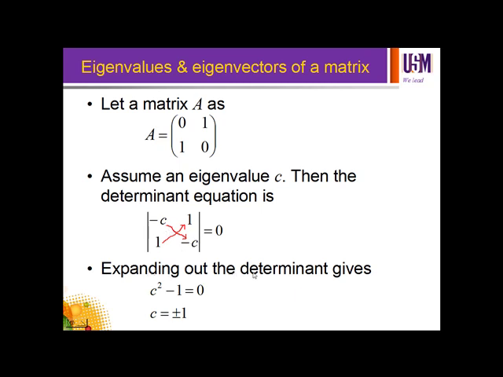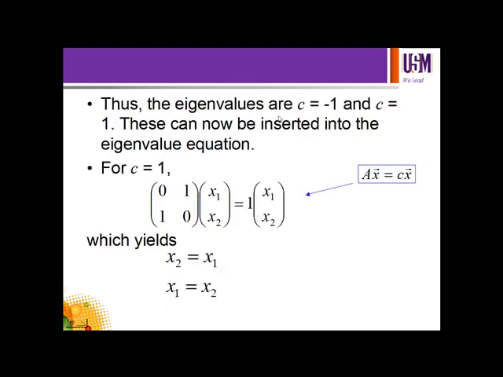That means if we expand out, you multiply negative C with negative C. So we have C squared minus 1 multiplied by 1, which is 1. So we have C squared minus 1 equal to 0, and C is equal to plus or minus 1. So C has two values. The first one is positive 1, the other one is negative 1. Thus, the eigenvalues have these solutions, C equal to negative 1, and also C equal to positive 1.